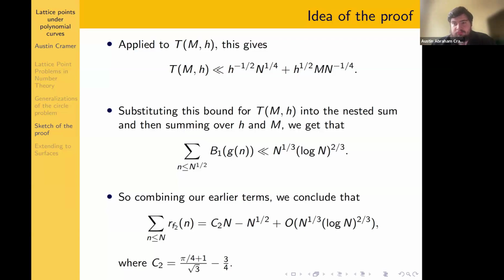Secondly, there is a formula for r_f2 of n as a sum of a Dirichlet character over divisors of n. If we apply this formula and then use a modified hyperbola method, then I think that we can prove something similar to the Huxley bound, right?